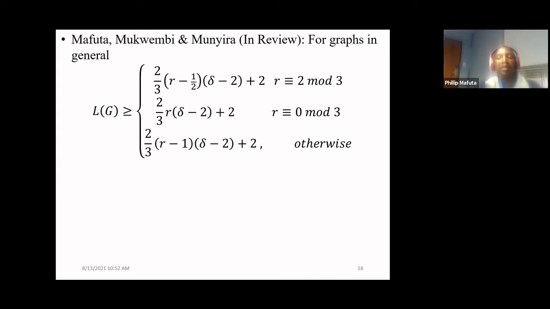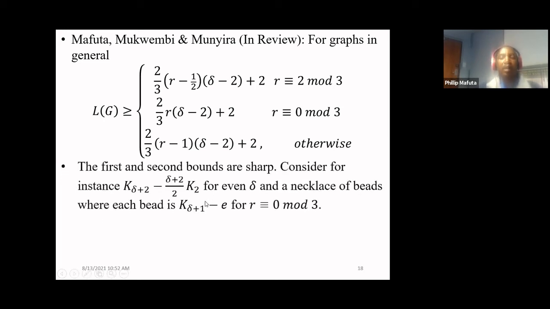Here is a bound that we proved in terms of radius and minimum degree. We managed to show that the first two bounds are sharp. But this last one, we did not manage to show that it is sharp. When we were constructing the proof, it seems like this can be turned into 2/3 of R plus half by delta minus 2, plus 2, but we didn't manage to prove it, so we posed it as a conjecture. If the conjecture becomes true, it will be nice that it started with R minus half, then R plus half. There will be some sort of order there. Those are classes of graphs to show that those two bounds are sharp.